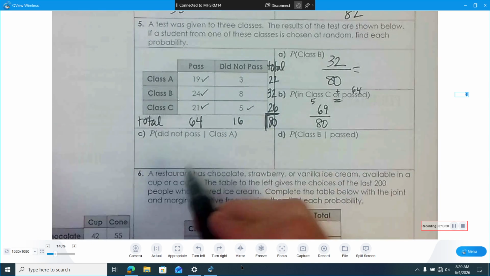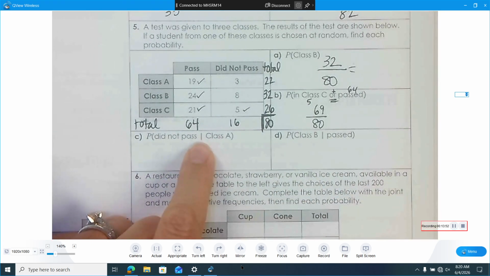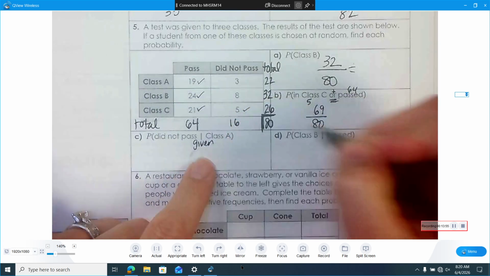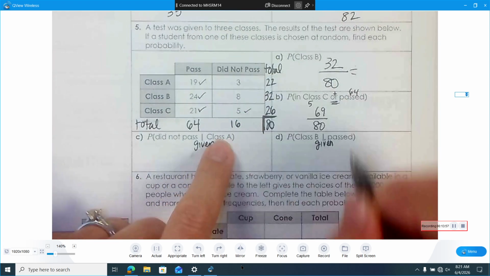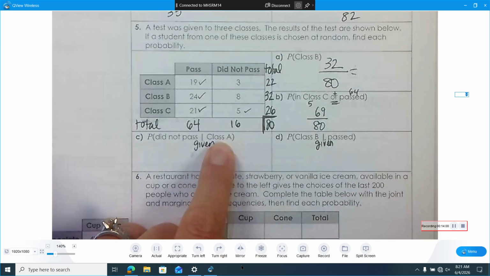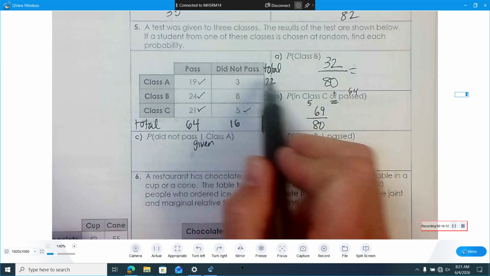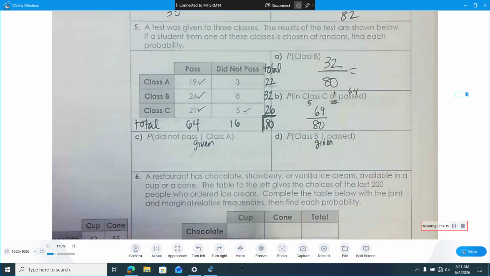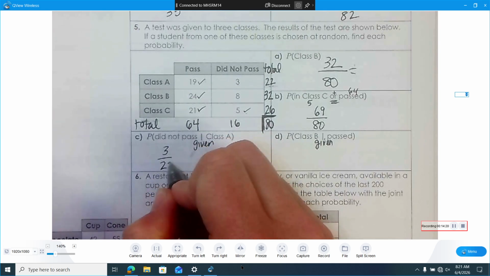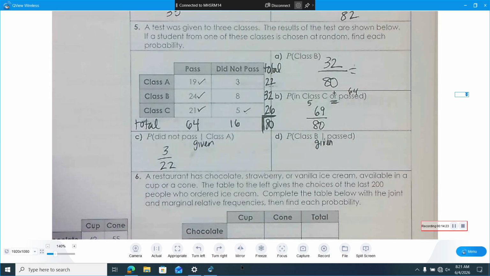All right. So down here, what does this bar mean? Given. All right. Here we go. Given that we already know that a kid is from Class A. So which group am I looking at? Just the total of Class A. That's right. So given the student we know comes from Class A, so that's 22 kids. How many did not pass? 3 out of the 22, okay? So that given just focuses in, what are we looking at?